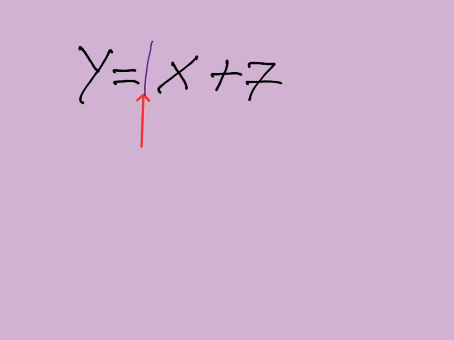If I have the equation y equals x plus 7, then the number there in front of the x is a 1. That is a 1 because we have a hidden 1 there. And so we know that the slope is equal to 1 because that's really y equals 1x plus 7.